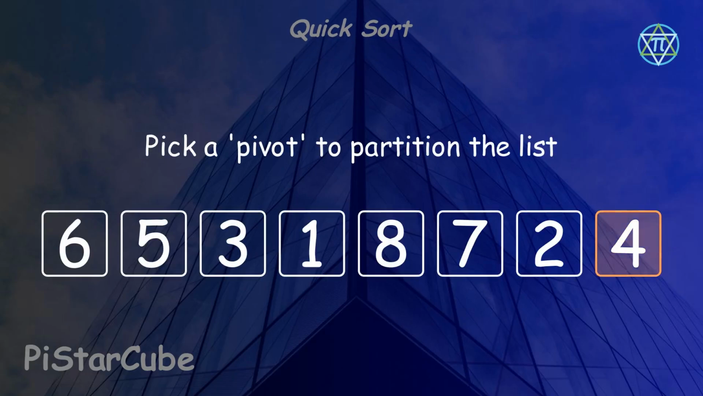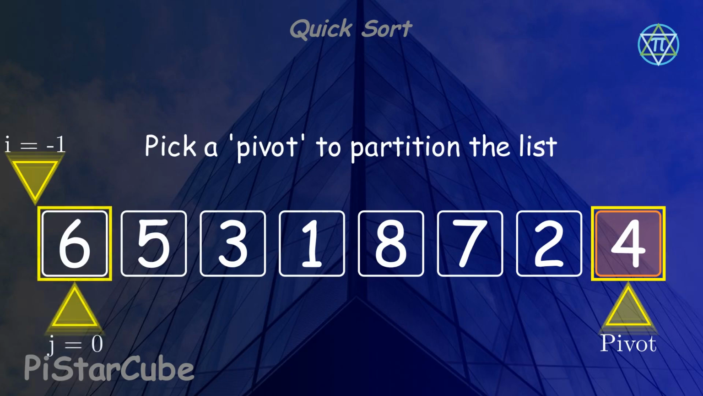Alright, let's get started. The first step in quicksort is to choose the pivot element, which will help us partition the list. While we can technically choose any element as the pivot, to keep things simple, we'll always choose the last element in the list, as this makes the process easier to follow. In this case, we choose element 4. Now we set the initial pointers for i and j, that is i equals -1 and j equals 0, that is the first element, number 6.